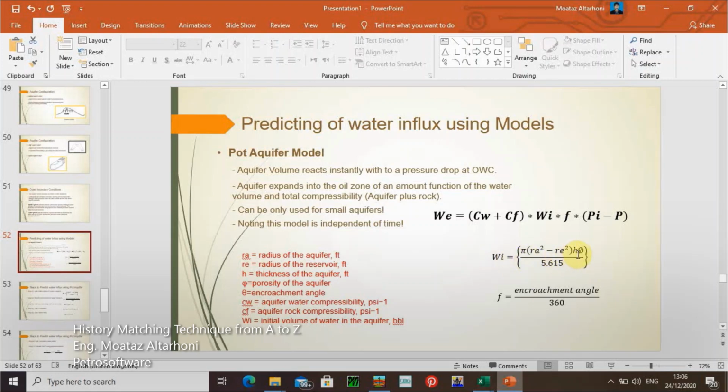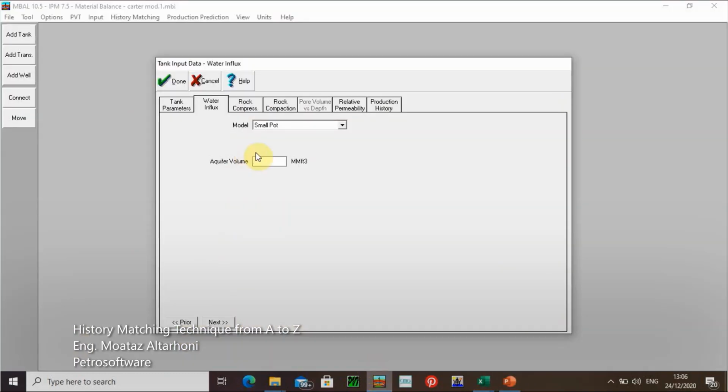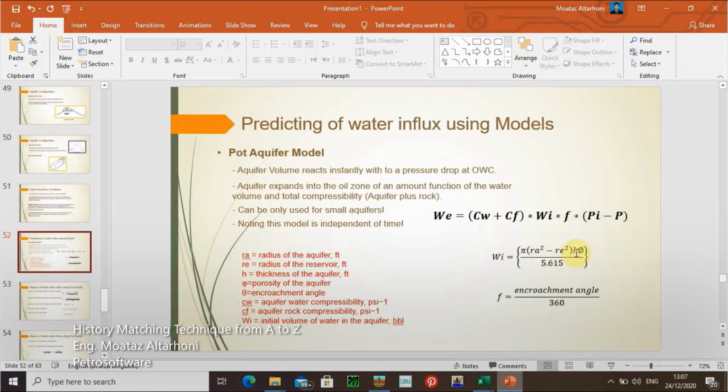Also the thickness. If you enter, for example, here in the Petro software 1 or 2 million cubic feet, that means you use this equation to calculate the aquifer and porosity for this number, and then you can edit these numbers, and we will work with that in the Excel sheet.